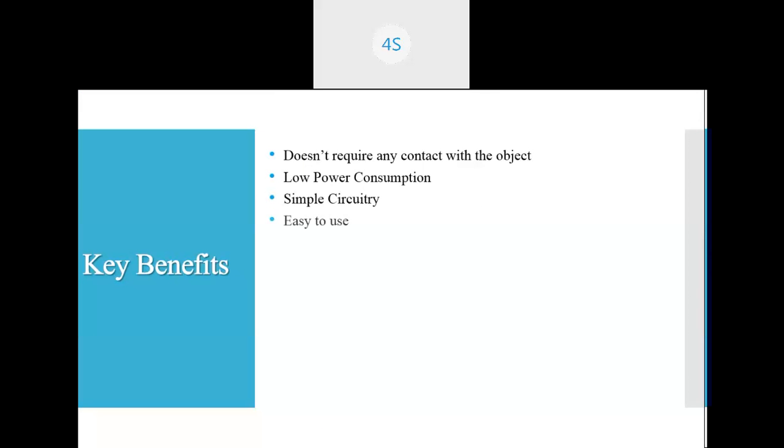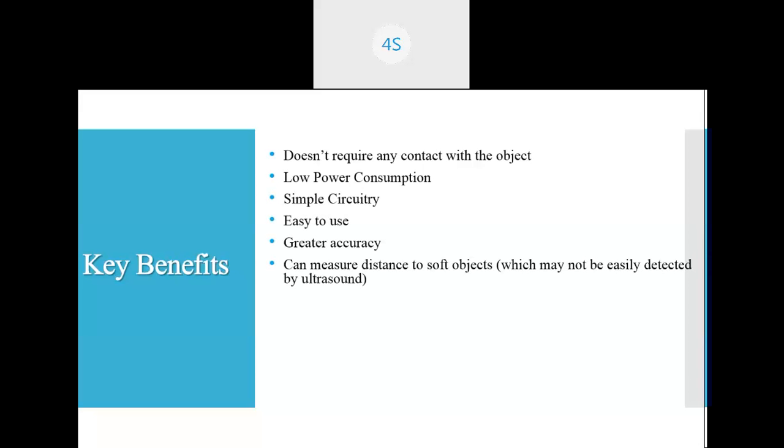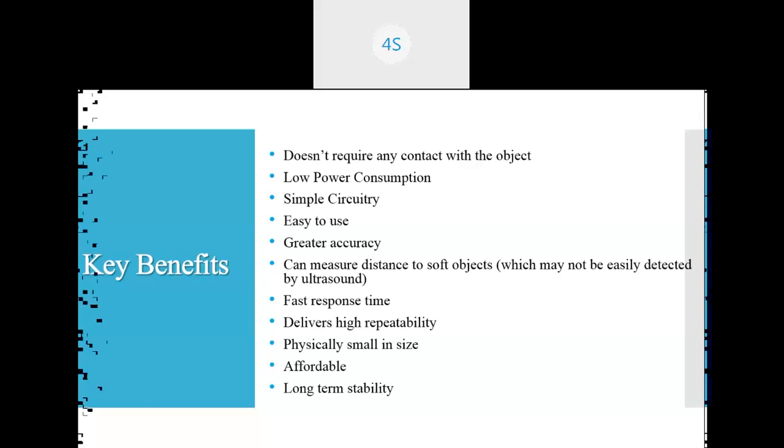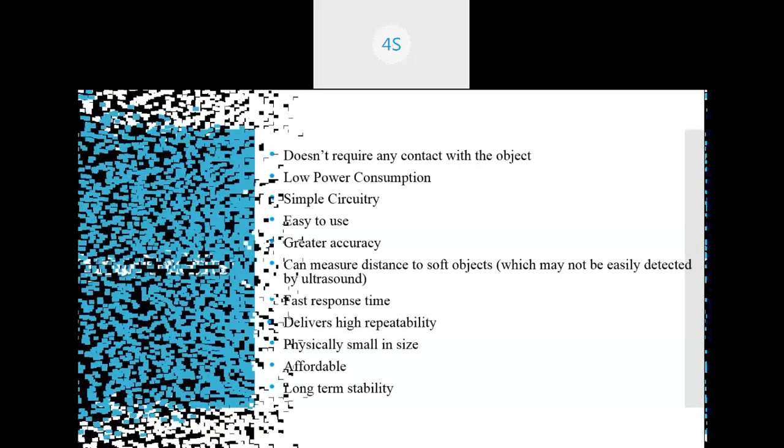And there are some key benefits of this IR sensor: it does not require any contact with the object, low power consumption, simple circuitry, easy to use, greater accuracy, and it can measure distance to soft objects, which may not be easily detected by ultrasounds. It has a fast response time, high speed durability, is physically small in size, affordable, and has long-term stability.